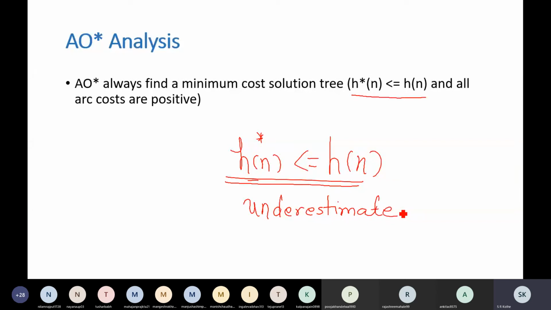Then and only then is it an admissible heuristic. That means then and only then it will always give you the minimum cost solution tree, if your H star n is less than or equal to Hn, and all arc costs are positive, of course. Arc cost cannot be negative. This is underestimate. With an example, it's very simple.